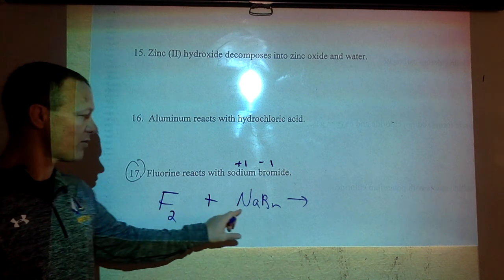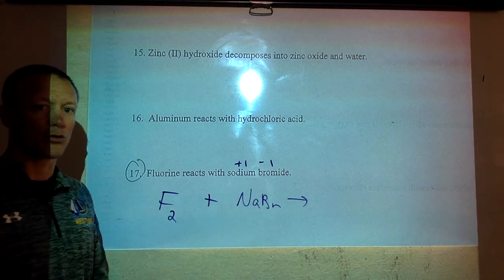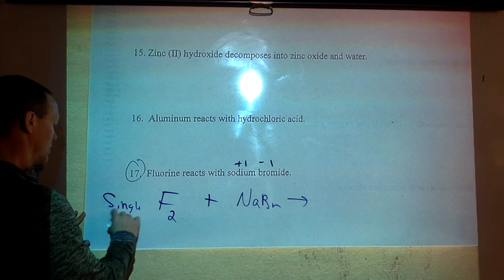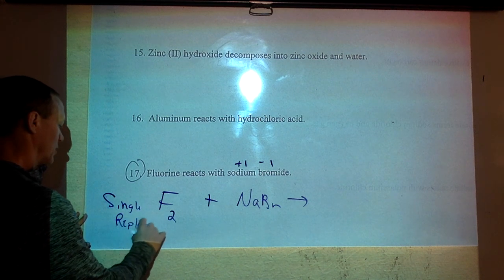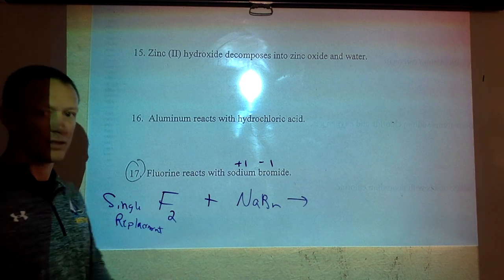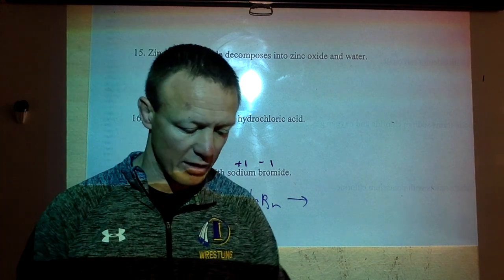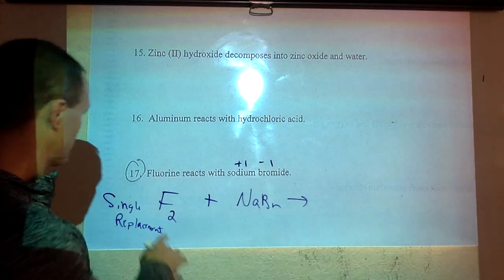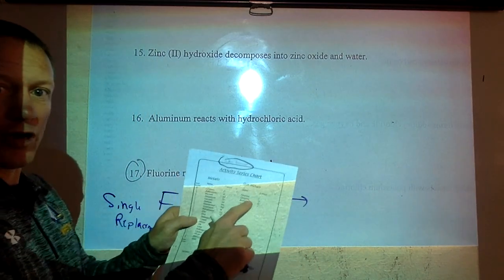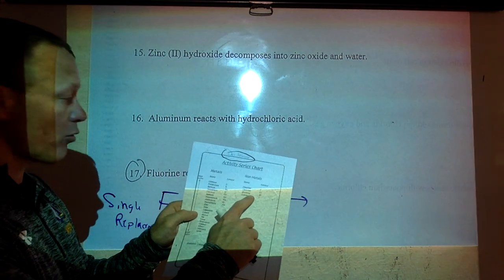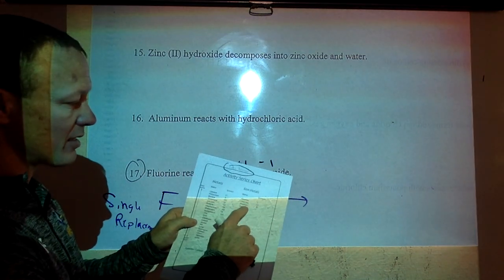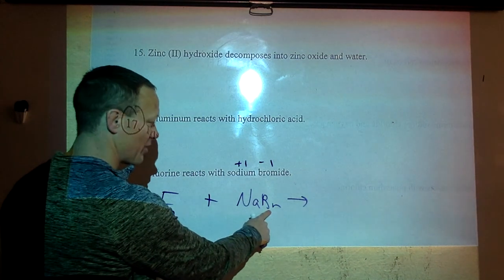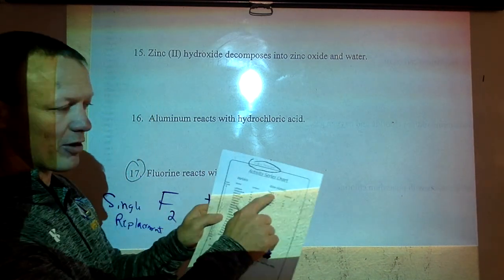Element by itself with a compound. That means it's single replacement. Okay, single replacement. That means we look at our activity series and see if it works. Well, if I look at my element involved here, fluorine is over here on this list. So fluorine has to be higher on the list than what it's trying to replace. In this case, fluorine must be trying to replace bromine because fluorine and bromine are both in this.